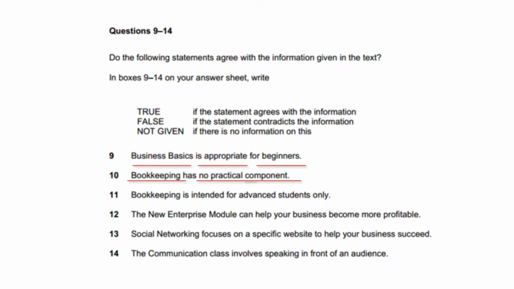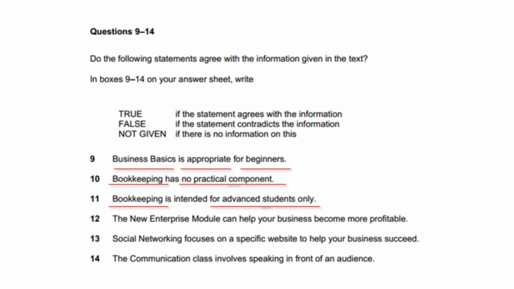question 11. Number 11 states, bookkeeping is intended for advanced students only. We need to work out whether this statement is true, false, or not given based on the information given to us in the text. So first, underline any keywords in the statement. I would underline bookkeeping, intended, advanced students only. This should be in the same text on bookkeeping that we looked at already, so check here first.